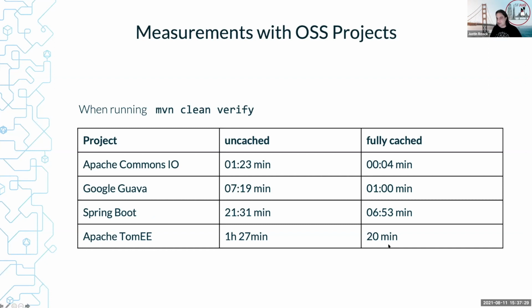But just to give you some other public results here, the Commons IO library, also running Gradle Enterprise, had an uncached 1 minute 23 second build. Again, a 1 minute and 23 second build doesn't seem bad until you realize that you can turn on caching and have a 4 second build instead. Right? Google Guava, 7 minute, 19 second build down to 1 minute. Spring Boot, talking about that earlier, 21 minutes down to 6. It's lower than that now.